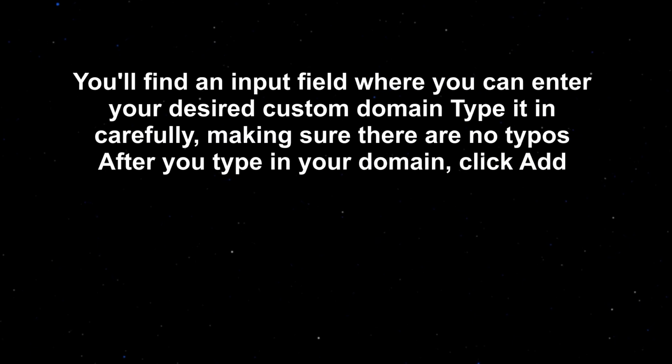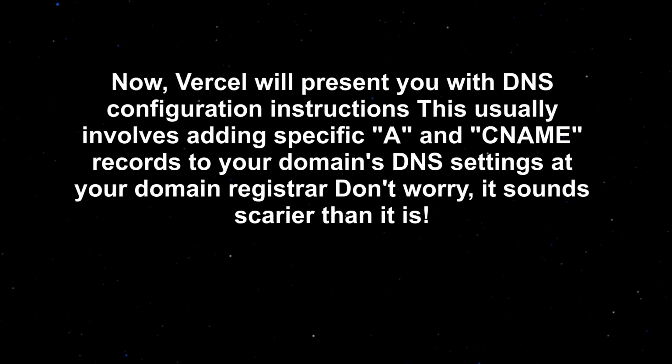You'll find an input field where you can enter your desired custom domain. Type it in carefully, making sure there are no typos. After you type in your domain, click Add. Now, Vercel will present you with DNS configuration instructions. This usually involves adding specific A and CNAME records to your domain's DNS settings at your domain registrar.